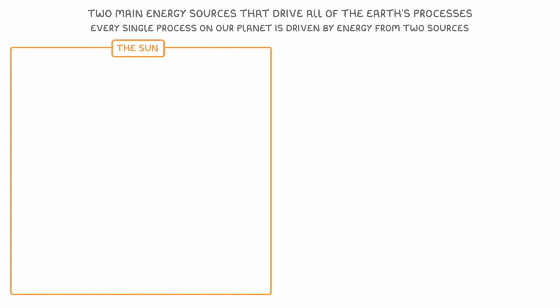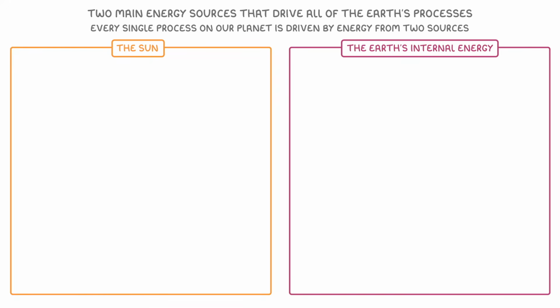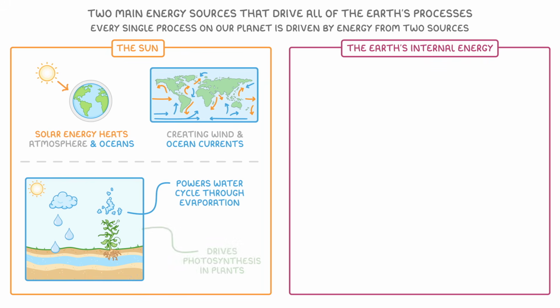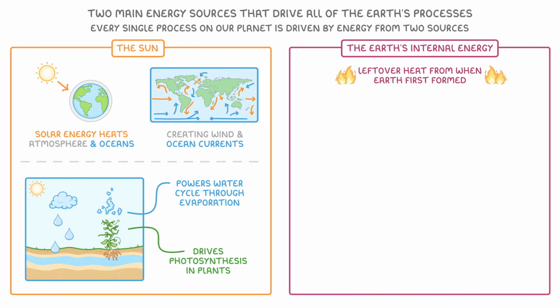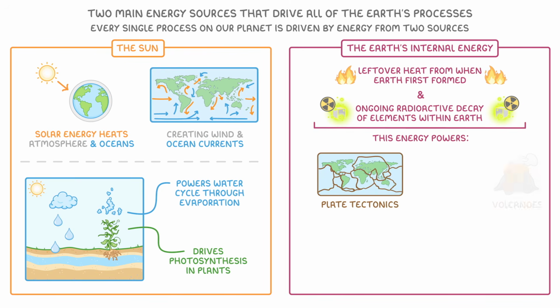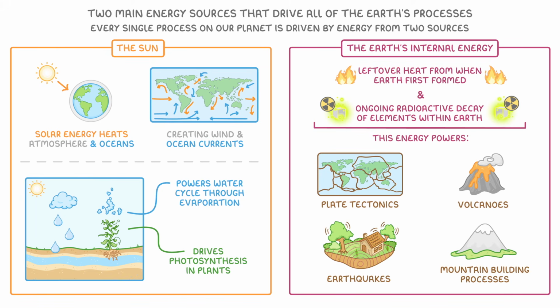Next, let's look at the two main energy sources that drive all of the Earth's processes. Every single process on our planet is driven by energy from just two sources: the Sun and the Earth's hot interior, which we refer to as the Earth's internal energy. For the Sun's impact, solar energy heats the atmosphere and oceans, creating wind and ocean currents. As well as these though, it also powers the water cycle through evaporation and drives photosynthesis in plants. The Earth's internal energy comes from leftover heat from when the Earth first formed, and the ongoing radioactive decay of elements within the Earth. This energy powers a few different things: plate tectonics, volcanoes, earthquakes, and mountain building processes.